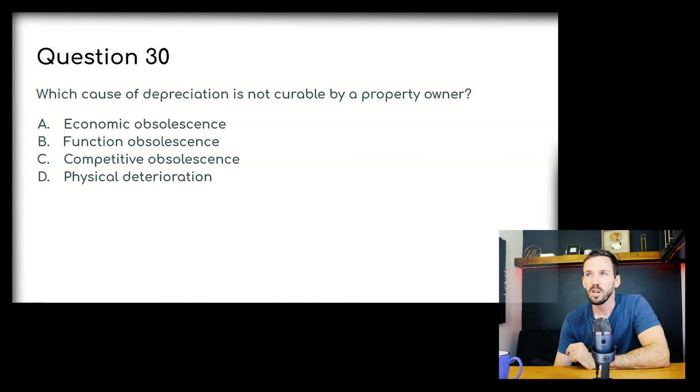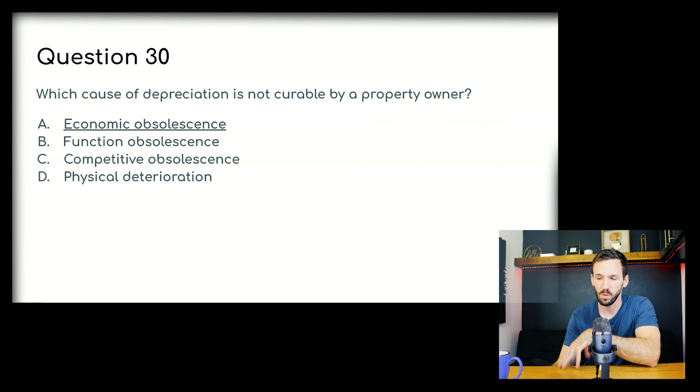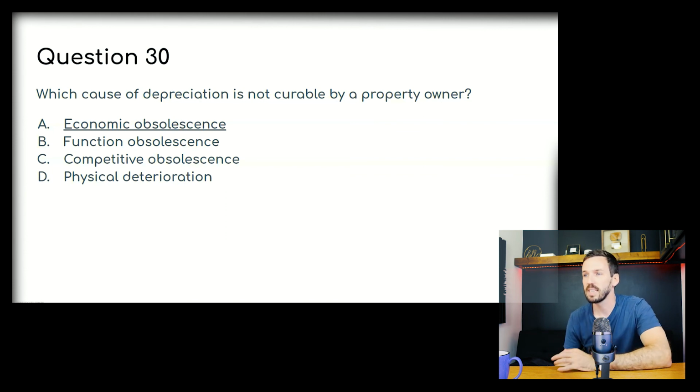Question 30. Which cause of depreciation is not curable by a property owner? Economic obsolescence, functional obsolescence, competitive obsolescence, or D, physical deterioration. So economic can't be curable because it deals with the external factors of the whole economy, or like that city's economy. If the city is losing its population and not bringing in jobs, there's nothing you can really do unless you run for governor, and it's not really curable, right? A is the answer here. Economic obsolescence.